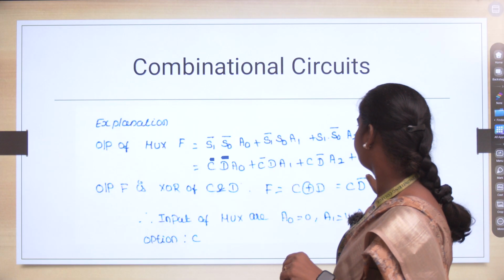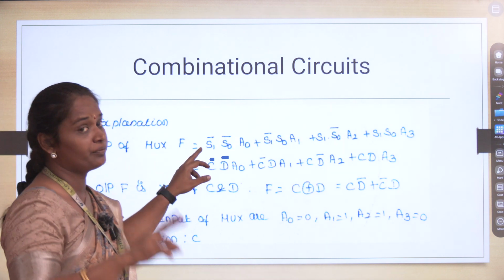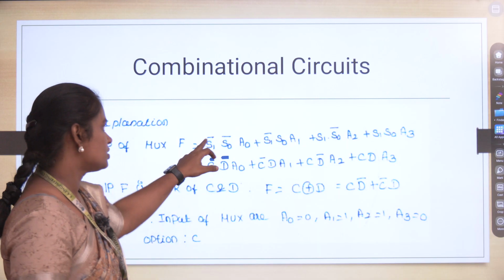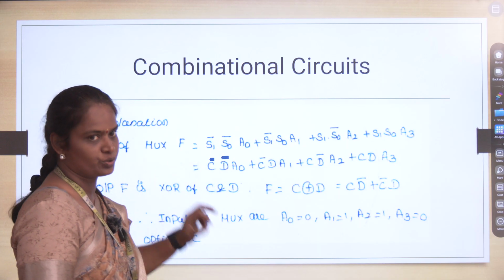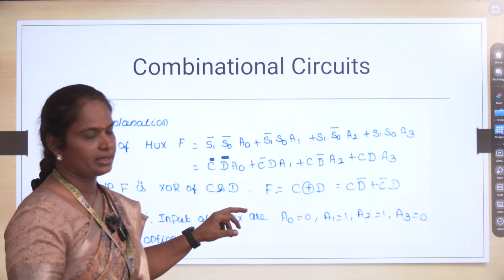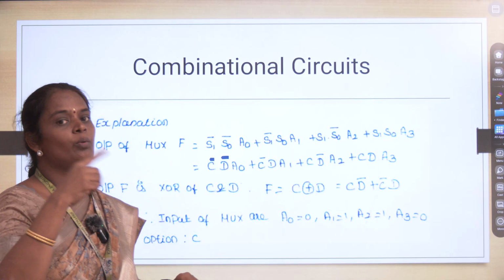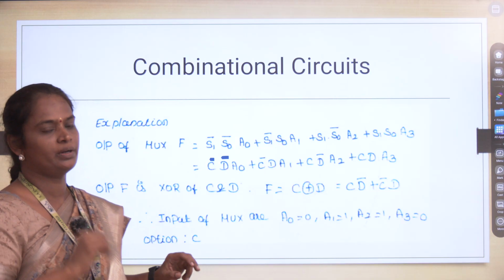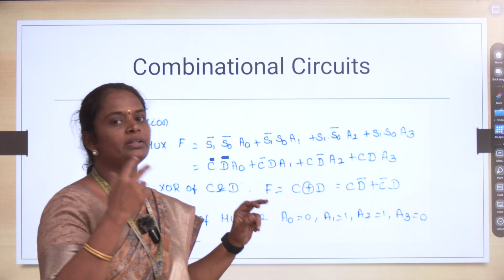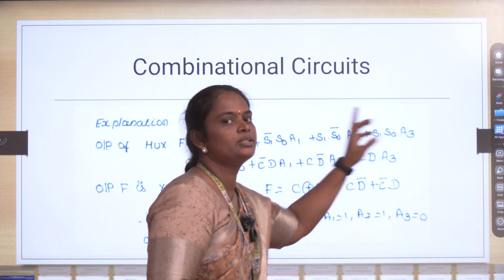The output of the multiplexer F is equal to: if both selection lines are 0, A0 will be selected, so we write S1 bar S0 bar into A0, plus, if it is 0, 1, A1 will be selected, so S1 bar S0 into A1, plus, if the selection lines are 1, 0, A2 will be selected, that is S1 S0 bar A2, plus, if both selection lines are 1, A3 will be selected, S1 S0 into A3.